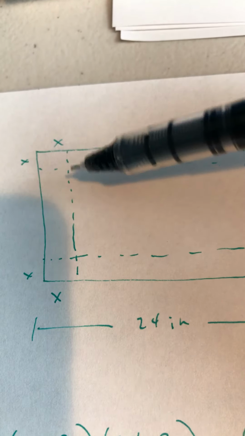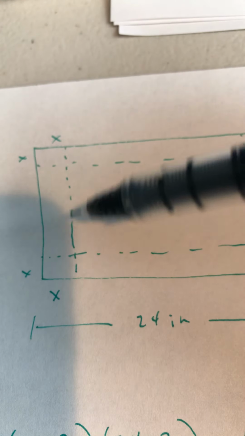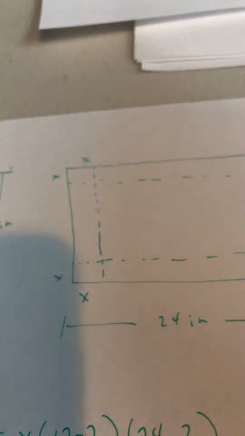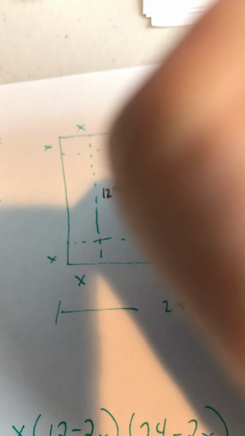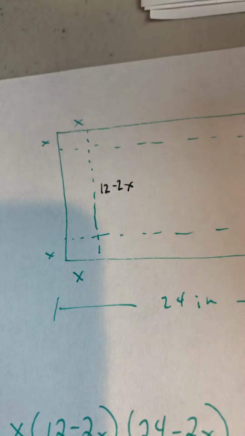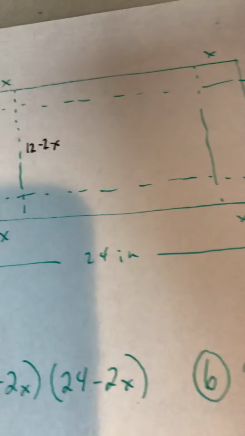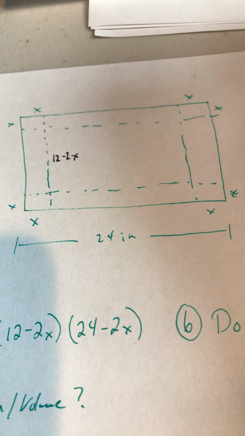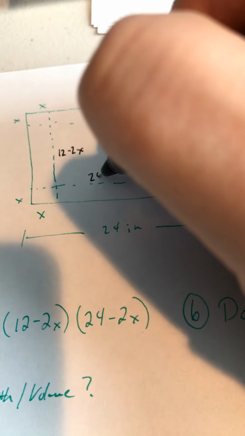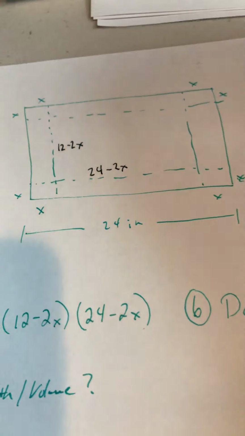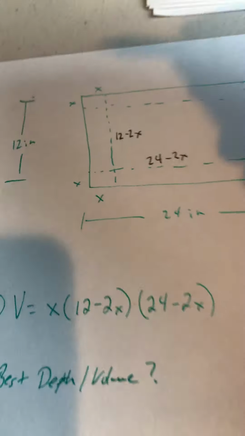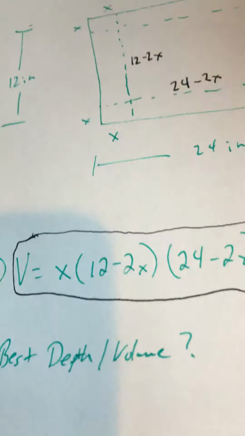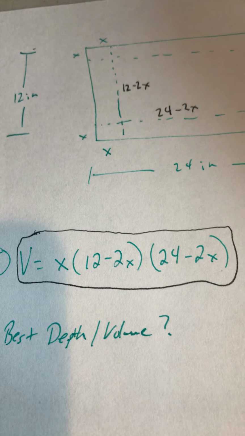So what would we call this distance right here? Well, it was 12 totally, and then we took away an x on both sides. So we would call this dimension 12 minus 2x. The other one fits the same pattern here. It was 24, but we're taking away an x on both sides, so we're going to call that dimension 24 minus 2x. So your volume equation on number 5 would be that. You can leave it in factored form.